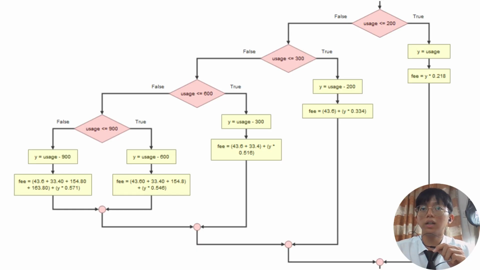So we can see from the left-hand side of the decisions that the fee is equal to 43.6, which is the first 200 units multiplied by 0.218, then plus 33.4, which is the next 100 units multiplied by 0.334, and plus 154.8, which is the next 300 units multiplied by 0.516, and plus again 163.8, which is the next 300 units multiplied by 0.546, and we plus again the y multiplied by 0.571. So we get the fee.